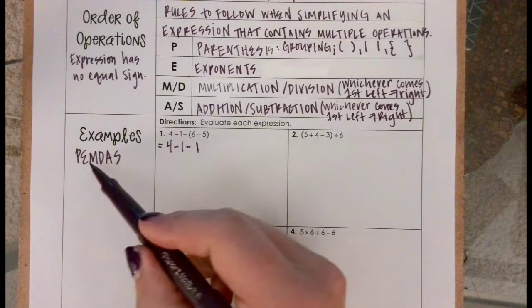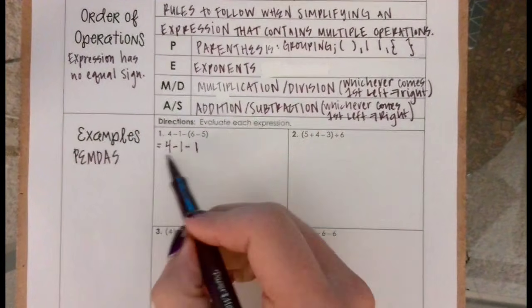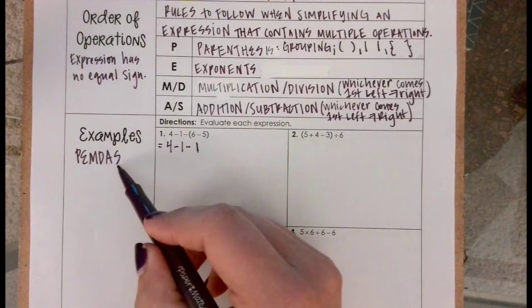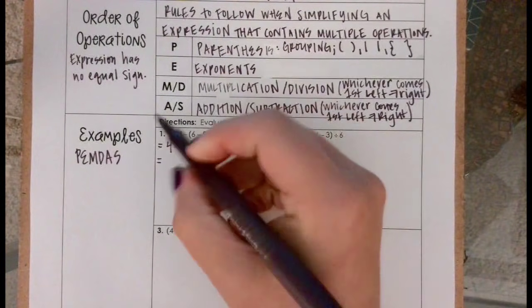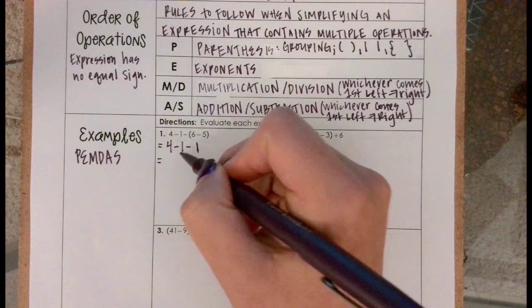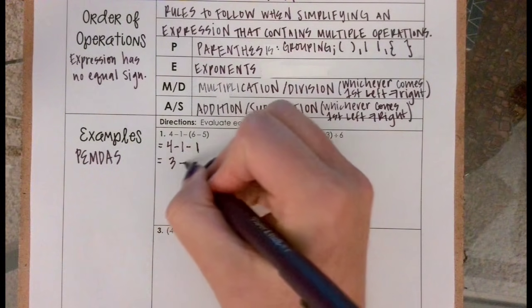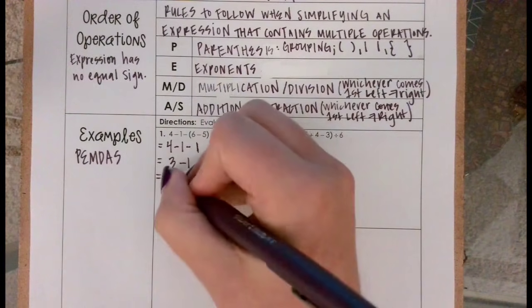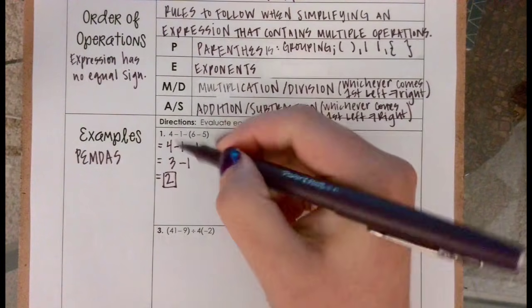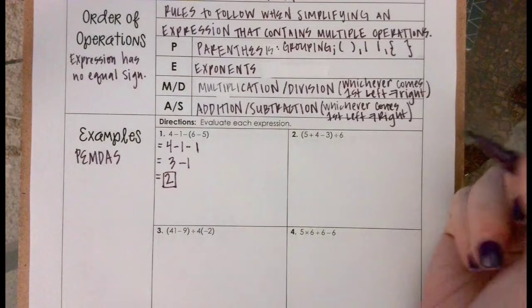Now I'm going to go, are there any exponents? Nope, no exponents. Is there any multiplication or division? Nope. Is there addition and subtraction? There is, so I'm going to go left to right, whichever comes first. This is important, left to right. So I start here and I go 4 minus 1. 4 minus 1 is 3. Minus 1, one operation at a time. 3 minus 1 is 2. Your work needs to look just like mine, step by step.